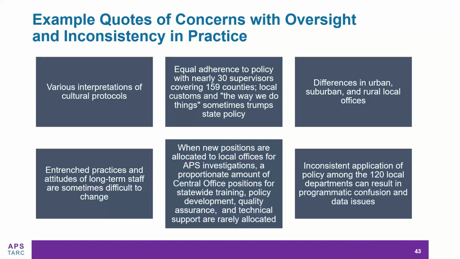What would be a barrier? A barrier would be various interpretations of cultural protocols. There's a need for equal adherence to policy when you've got nearly 30 supervisors covering 159 counties. You've got a program citing the differences in urban, suburban, and rural local offices. And those just give you a flavor of the type of concern that was expressed related to inconsistency and quality in practice.